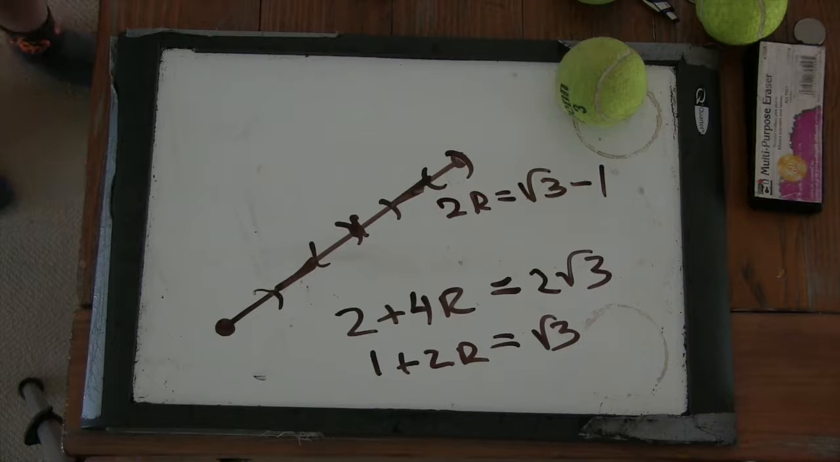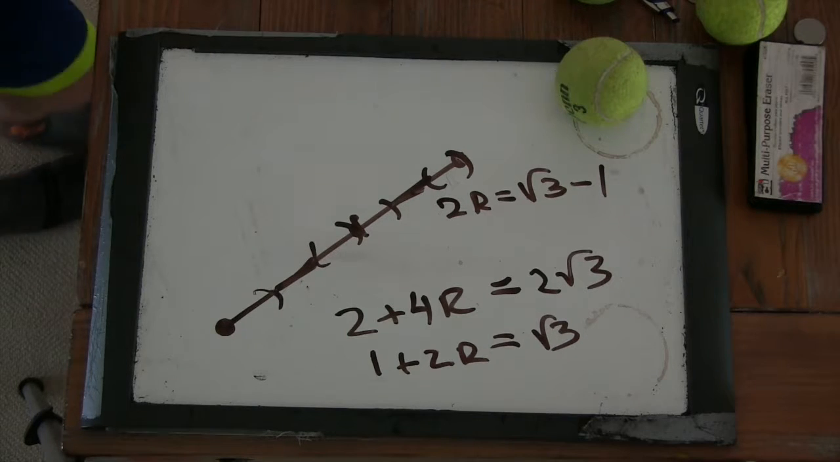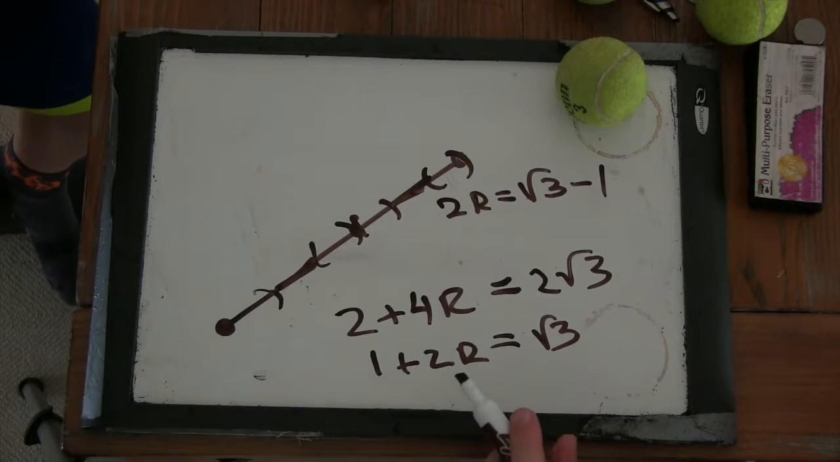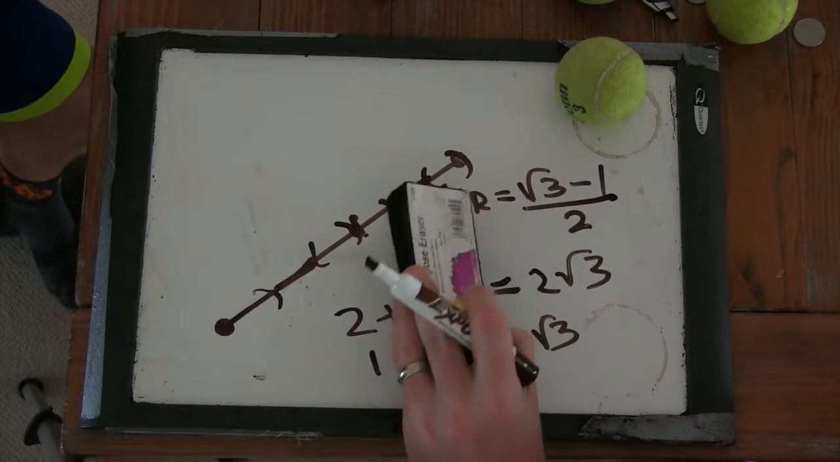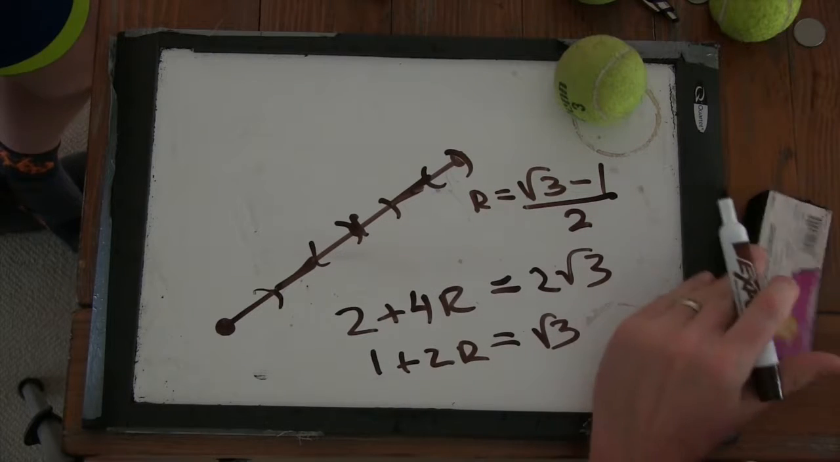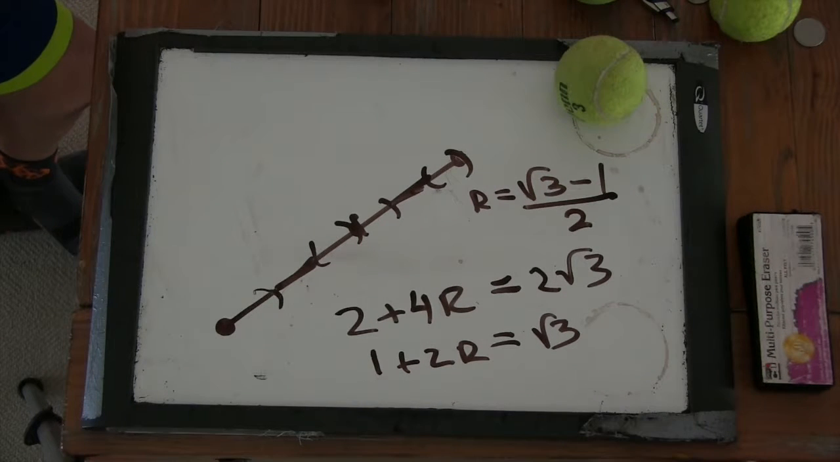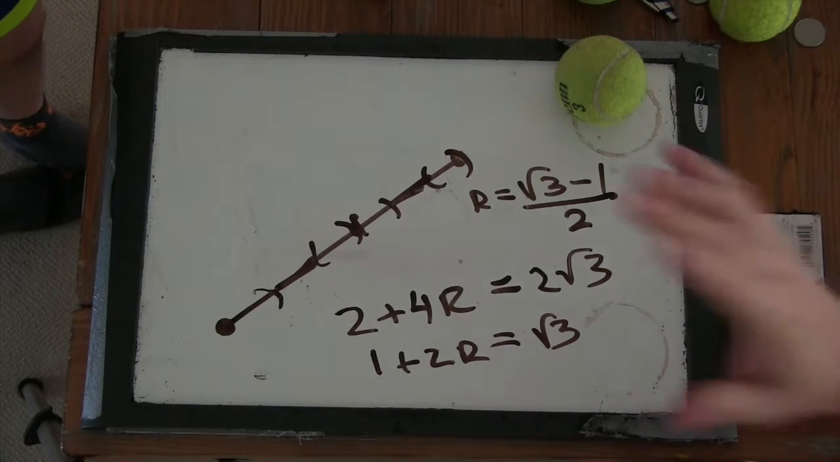So what does r equal? R is root 3 minus 1, the whole thing over 2. Remember what we got last time? We got root 2 minus 1 over 2. So we just solved the 3-dimensional case.